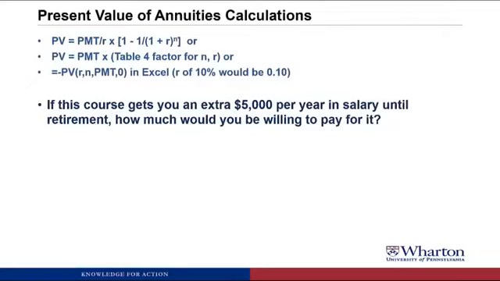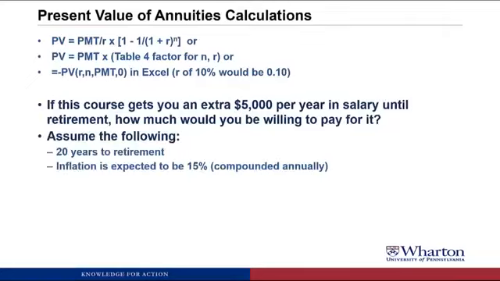So getting back to the question, we're going to assume, again, 20 years to retirement, and inflation is expected to be 15%. So here, the relevant rate that we need to use to compute the annuity is the rate of inflation, because that's what's going to make a dollar 20 years from now worth less than a dollar today. Prices would be going up over the next 20 years by 15% per year.